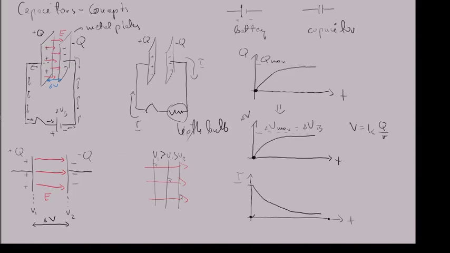So we have some maximum current I max in the beginning, and then that current falls off along the exponential function until eventually the whole show stops, and the capacitor is fully charged. Okay, so these are the initial concepts about the capacitor that you need to understand.